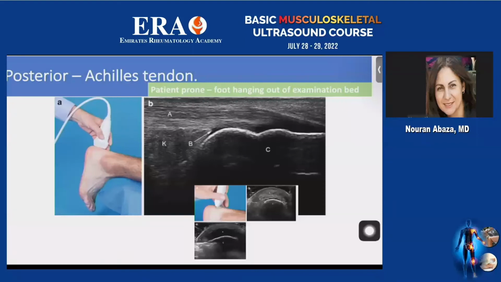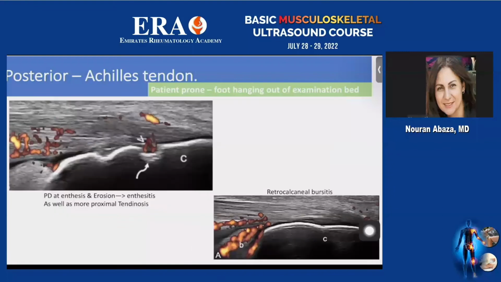So let's see the pathology of the Achilles tendon. One of the most important pathologies, of course, is enthesopathy. Here there is an erosion in the calcaneus below the Achilles tendon. There is a heterogeneity and hypoechogenicity of the enthesial part of the tendon attached to the calcaneus. There is also a power Doppler signal that extends beyond the enthesial part. So there is both tendinitis and enthesitis.